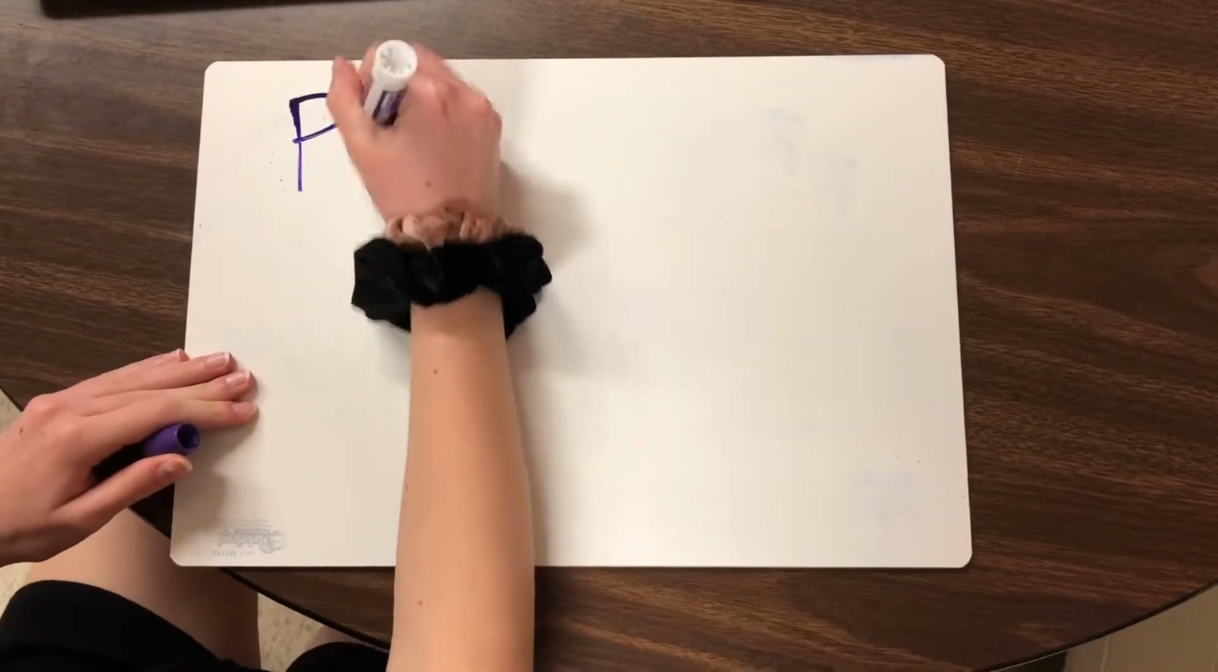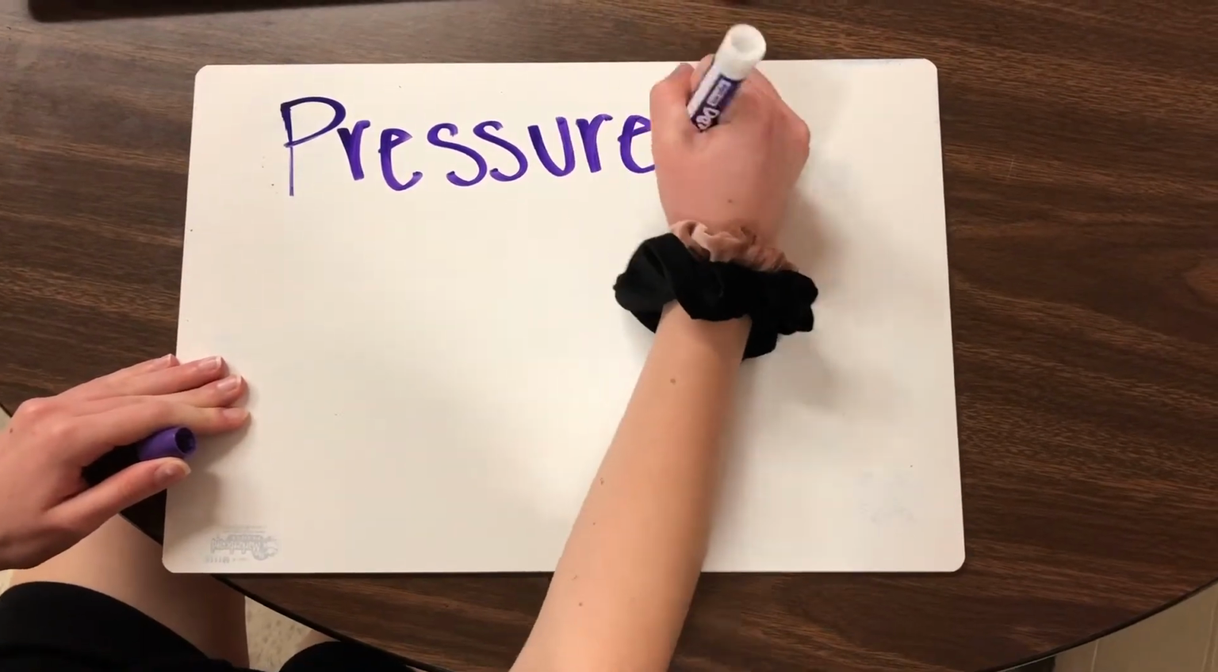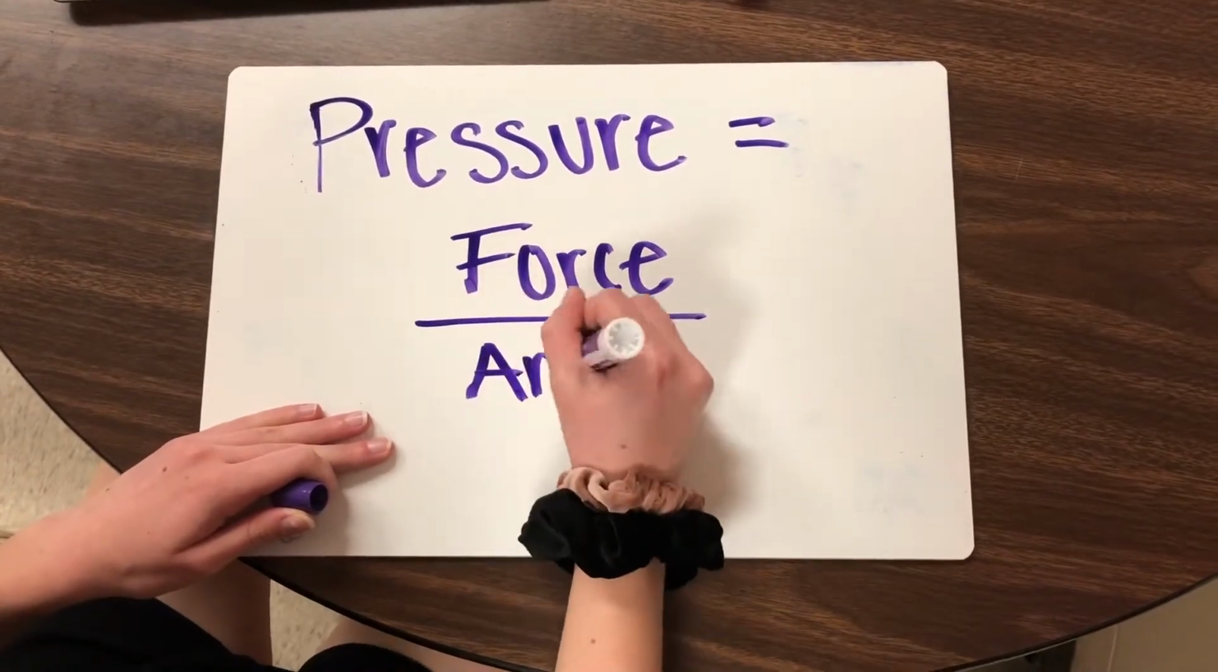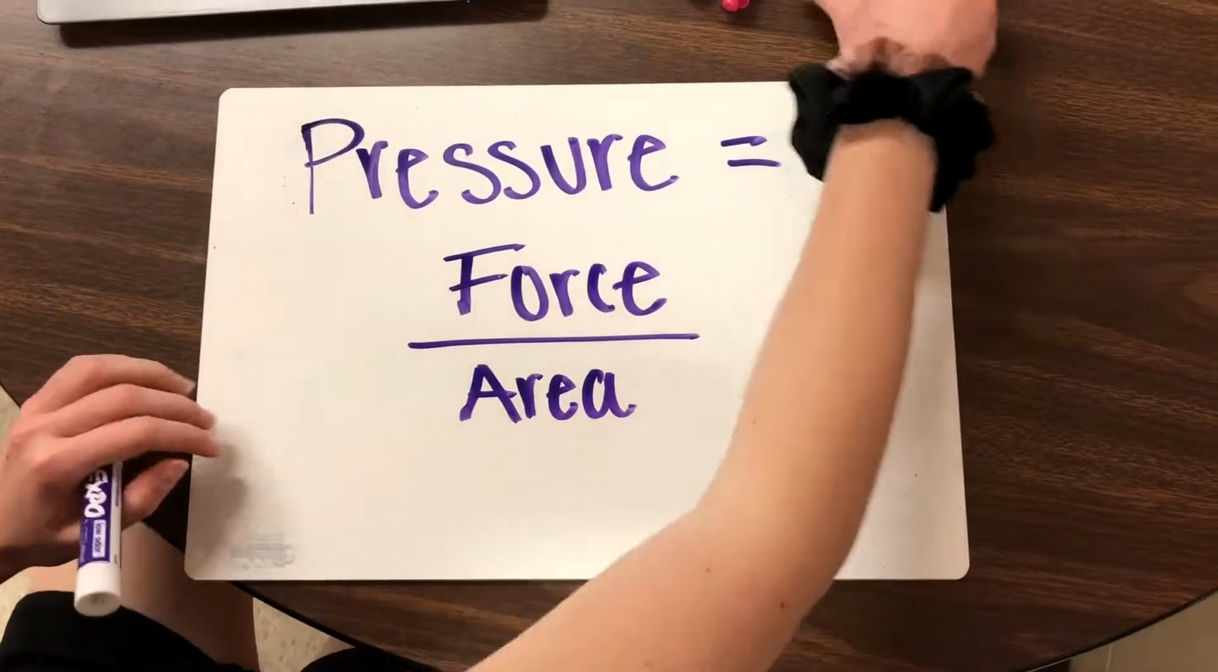Another thing you guys should know is pressure is equal to force over area. This demonstrates the inverse relationship. Because area is in the denominator, when it increases, the pressure decreases.